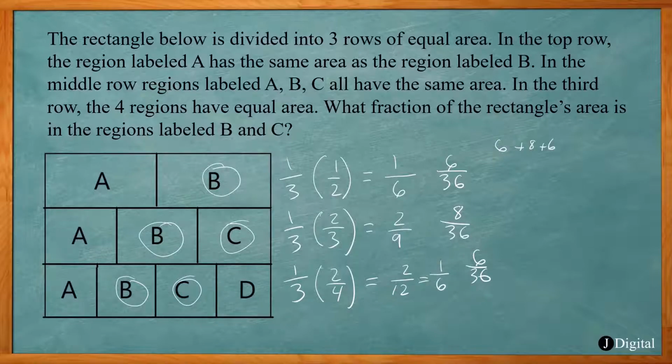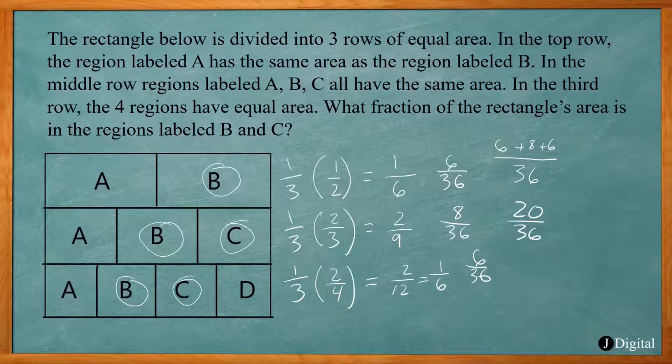So remember, once you have a common denominator, you just add the numerators together and keep the denominator the same. So then 6 plus 8 plus 6, 6 plus 6 is 12, 12 plus 8 is 20, so that's going to be 20/36. And then you're going to put this in lowest terms, 20 and 36.